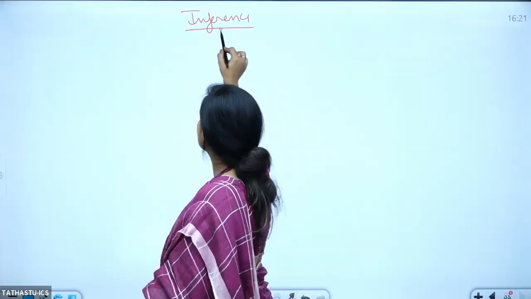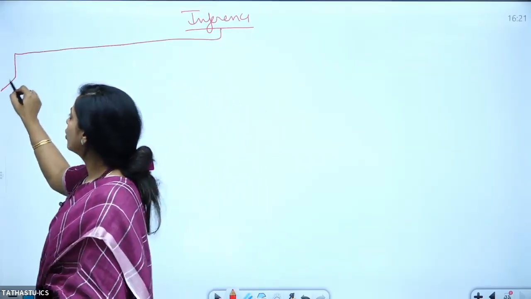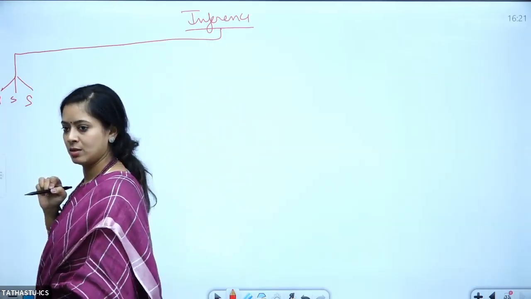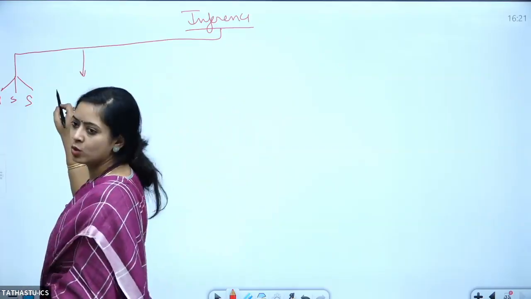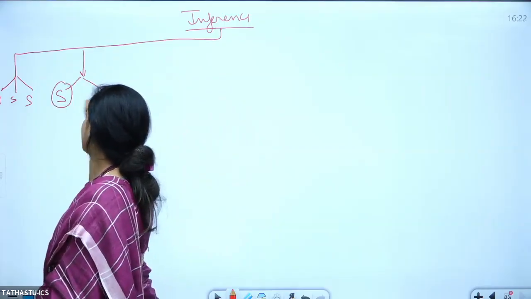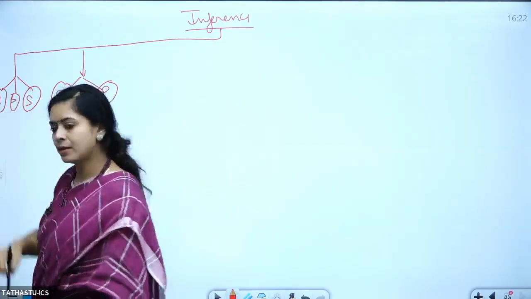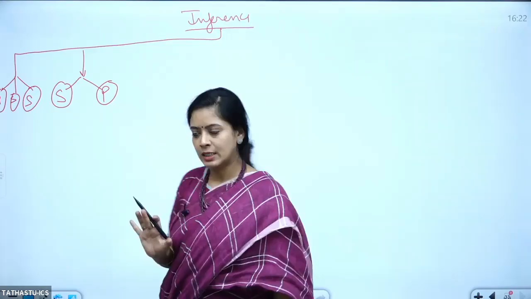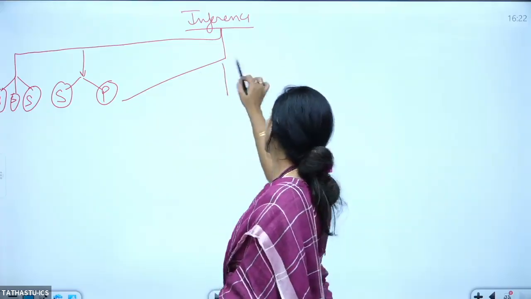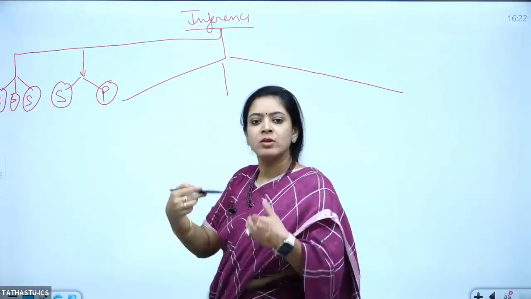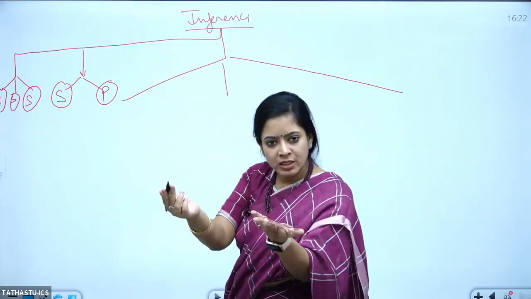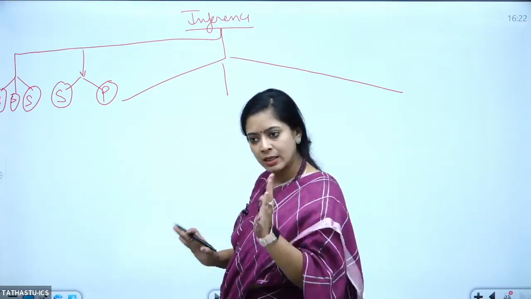Look, inference we classify into purvavat, shesavat, samanyato drishta. We also classify into svartha anumana and parartha anumana. Fine, sure. Now inference is also classified on the way of establishing inference based on vyapti. Clear?